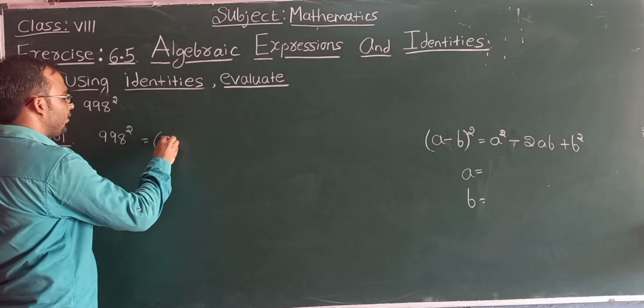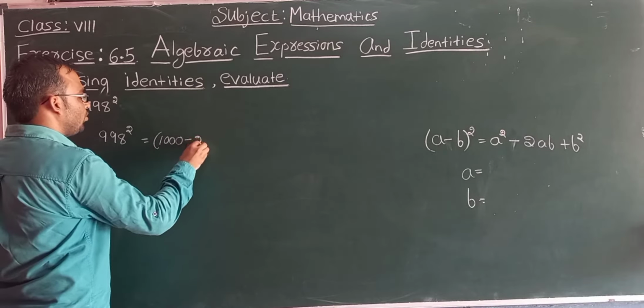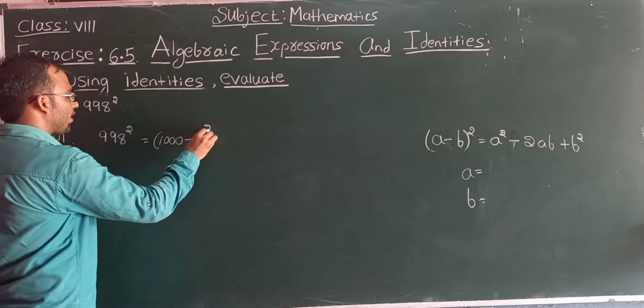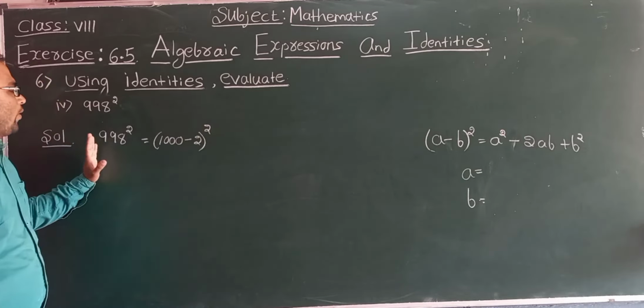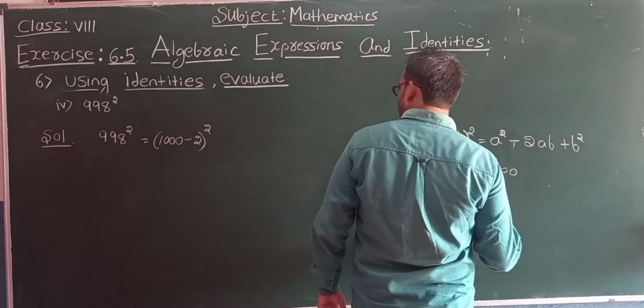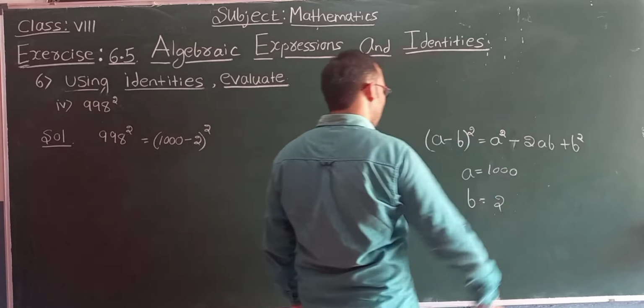999 can be written as 1000 minus 2. What is 1000 minus 2? 998. And the square is the right square. Okay, so what I have done? I have written 998 in the form of (a minus b) whole square. Here, in place of a, 1000 is there, and in place of b, 2 is there.